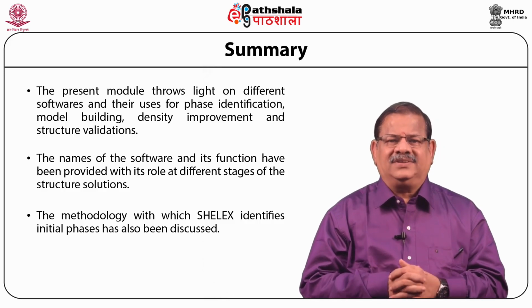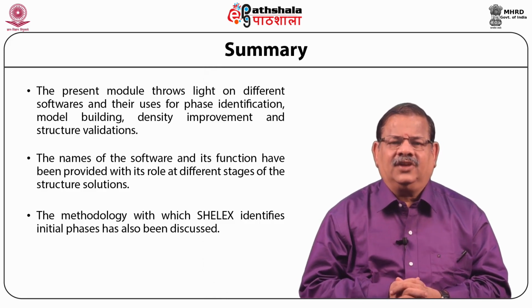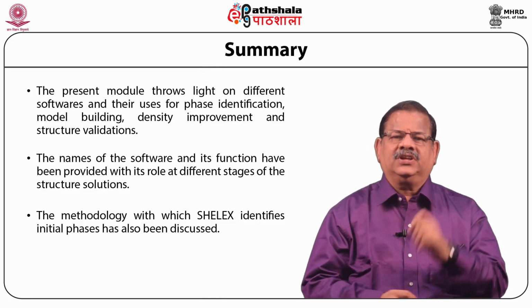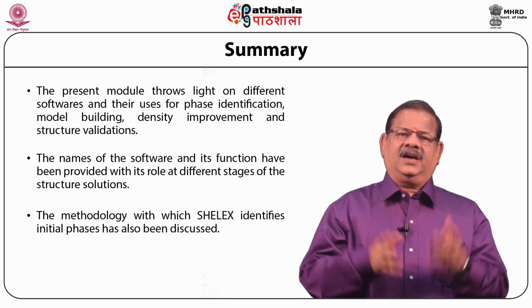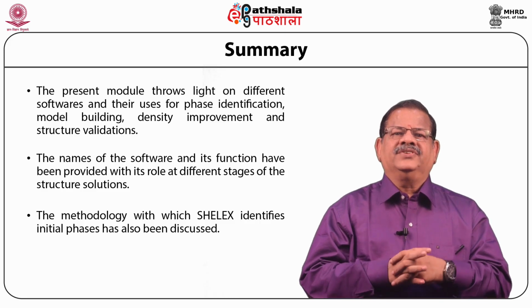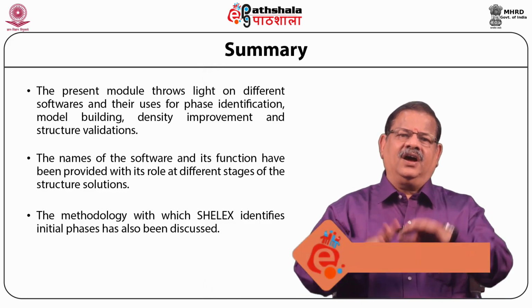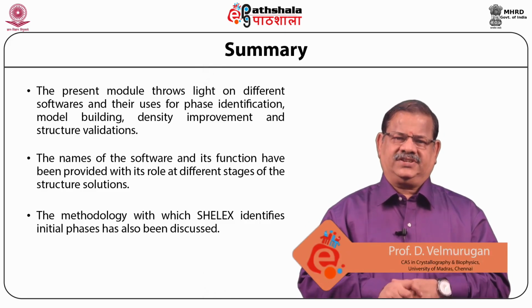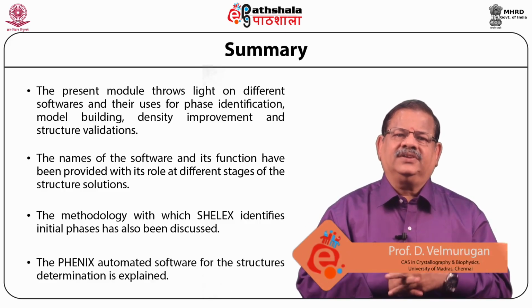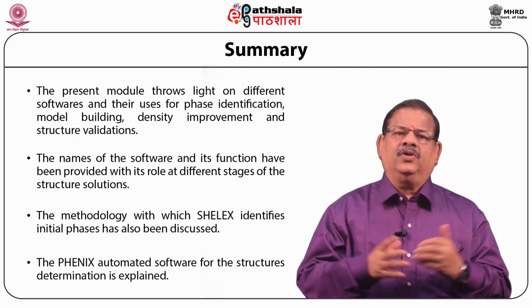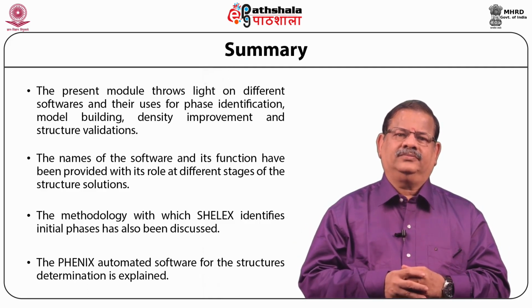Similar pronounced anomalous scattering can also be done using lab source data collection by soaking with heavy atoms like iodine, europium, cerium, cesium and I3C, which will not disturb the overall structure. The PHENIX automated software for the structure determination is also explained in this module. Thank you.